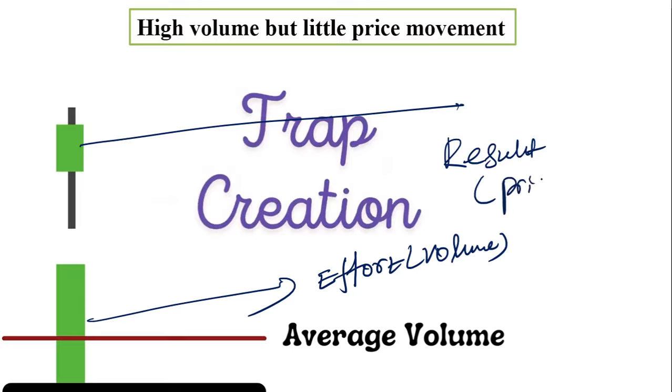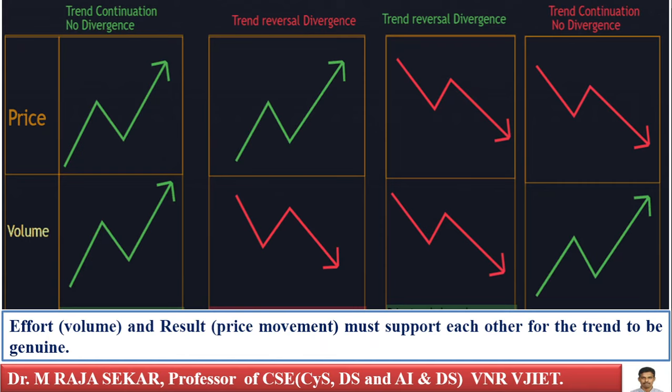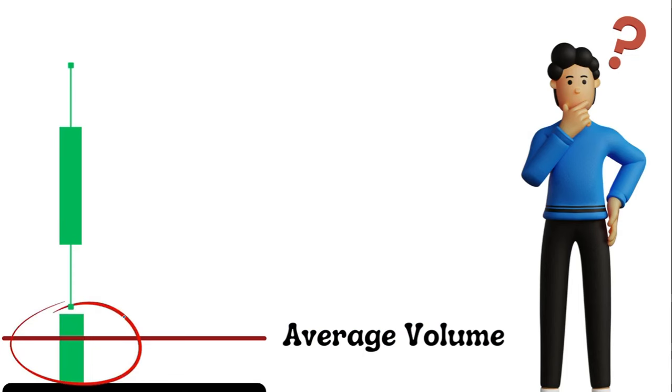Result means price movement. Effort, that is volume, and result, that is price movement, must support each other for the trend to be genuine, and any mismatch between them signals weakness or manipulation in the trend. That's what it says: effort and result must support each other for the trend to be genuine. That's what I discussed, isn't it?